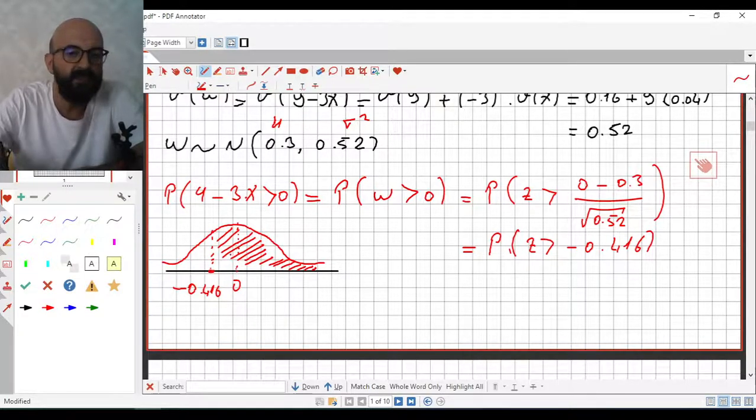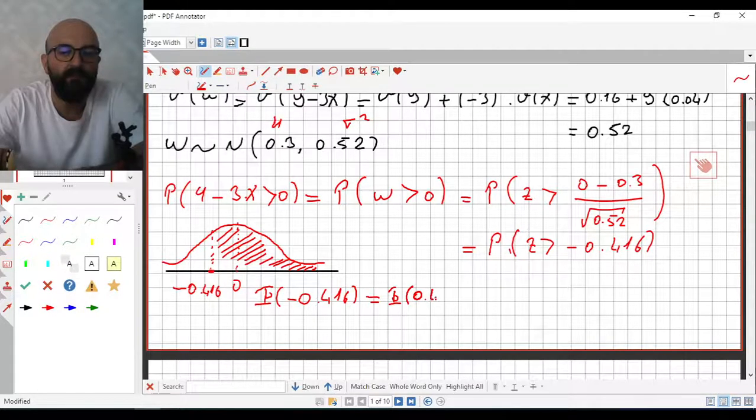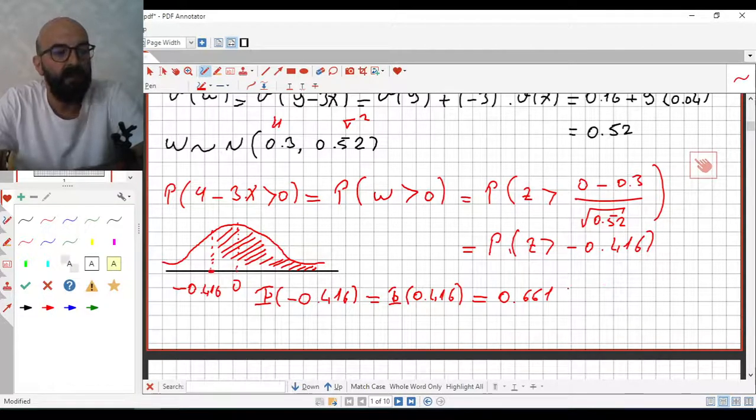As you remember, this area is a big area, so it is phi of minus 0.416, the same as phi of 0.416. When we look at the z table, we can find this value, and this value is 0.661 to 3 significant figures.